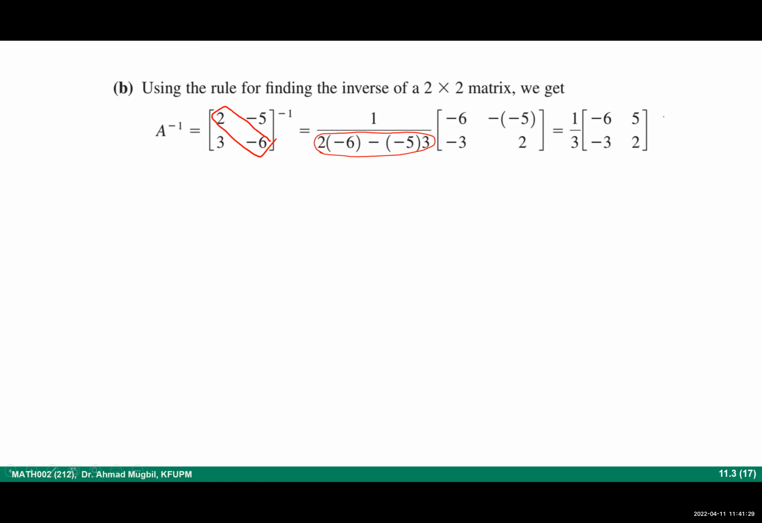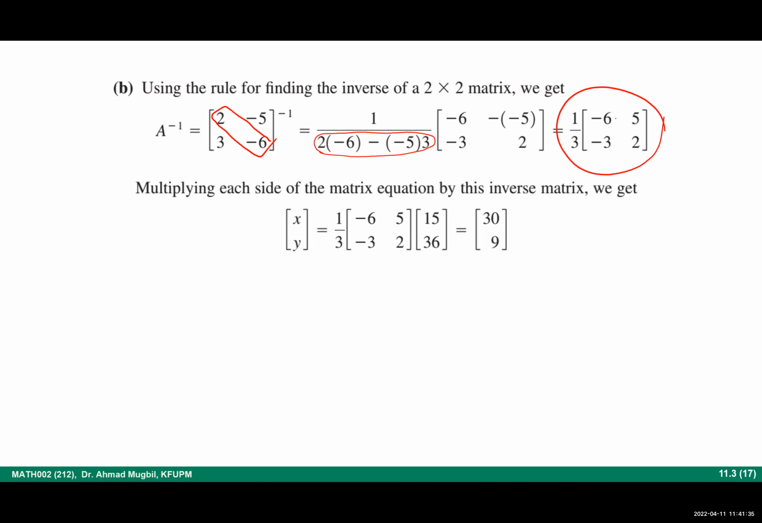And here we are. This is the inverse. You can multiply each entry by a third, or you can keep it as it is. It is better here to keep it as it is to make the calculation easier. Why? Because now when you multiply, look here, we have a little bit big numbers. So the multiplication process will be a little bit longer.